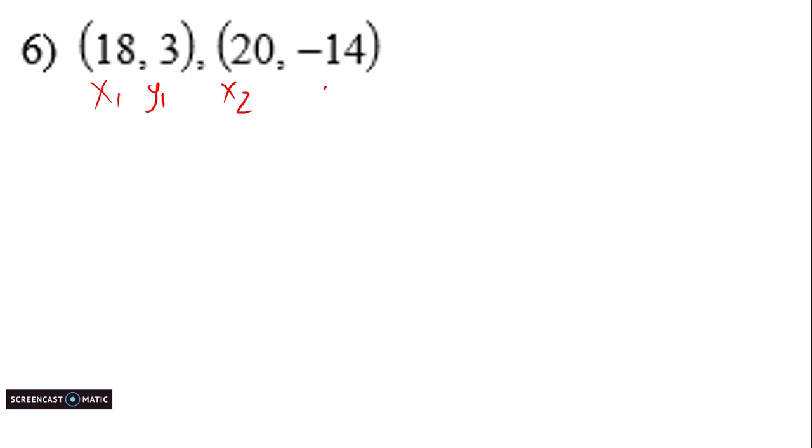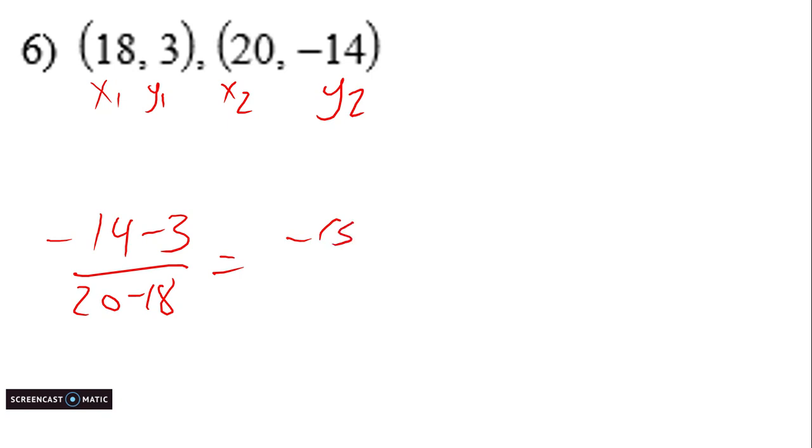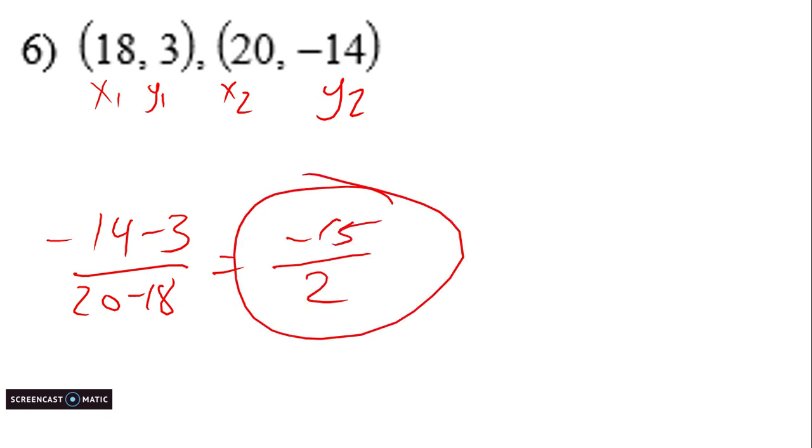Last one of this type. X1, Y1, X2, Y2. And we'll go negative 14 minus 3 over 20 minus 18. Negative 15 over 2. There it is. M equals negative 15 over 2.